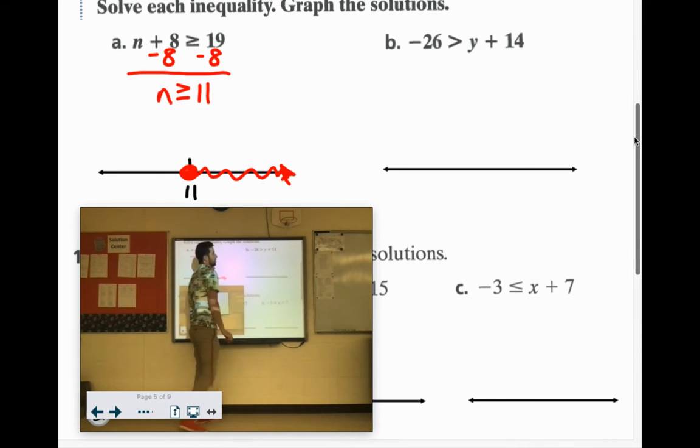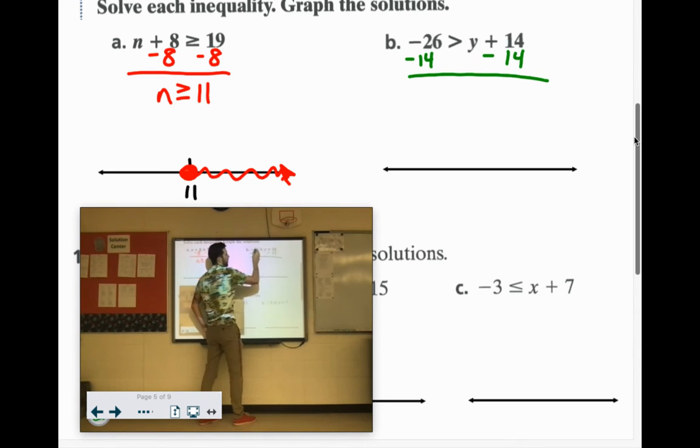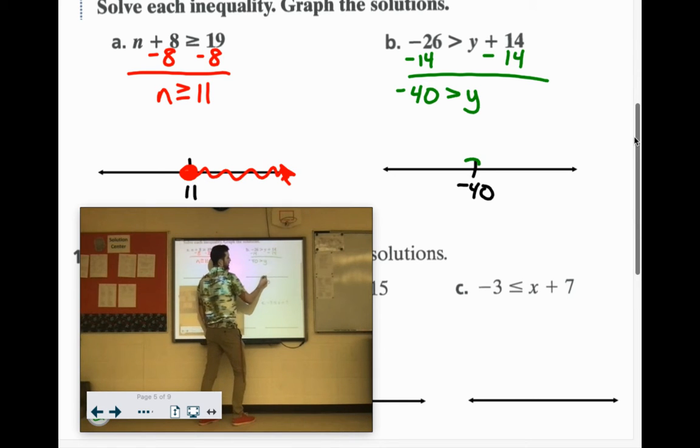Negative 26 is greater than y plus 14. We get rid of the plus 14 by subtracting 14. They're both negative here, so just add them up and keep it negative. They add up to 40, so we'll have negative 40 is greater than y. It's just greater than, so it has to be an open dot.